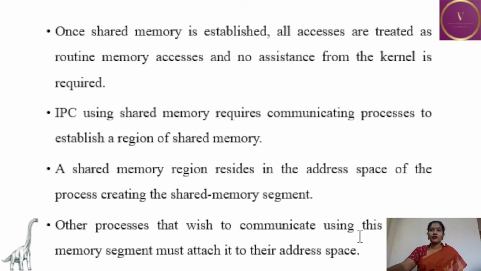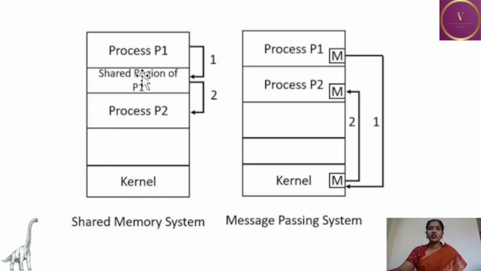The other processes that wish to communicate using the shared memory segment must attach it to their address space. So process P2 should get attached to the region which has been shared by process P1 and read the information. Okay.